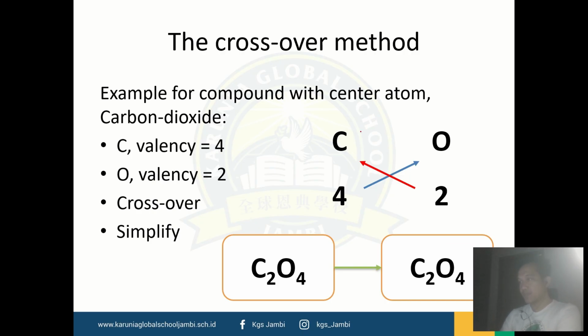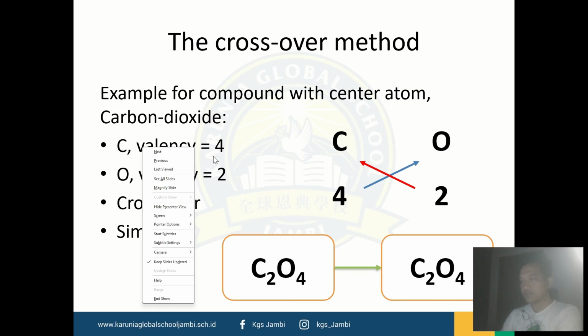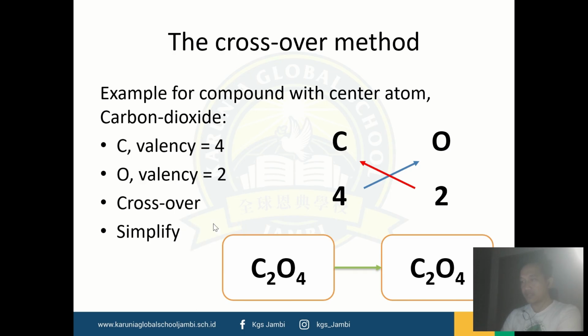Again, the C valency is 4. Let's use the laser pointer. The C valency is 4. The oxygen valency is 2. Then put here the valency of each. C is 4, oxygen is 2. And then multiply crossover. So 4 to oxygen, 2 to carbon. This is to make their valency equal.